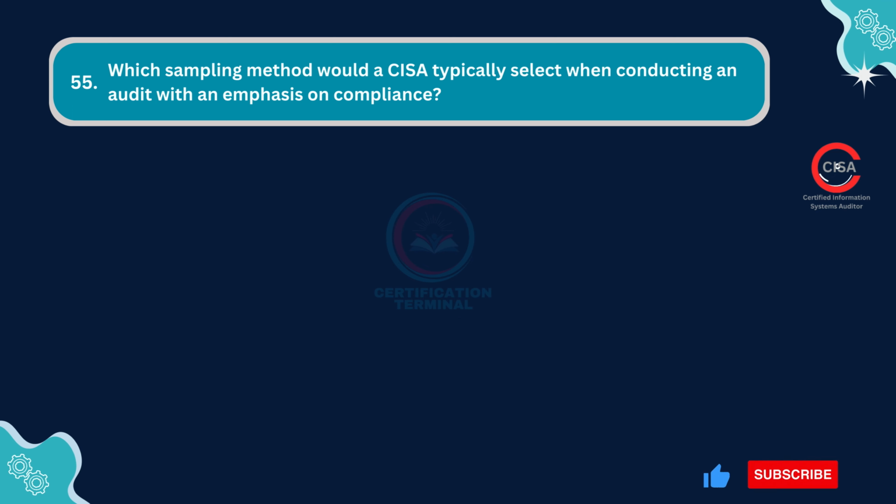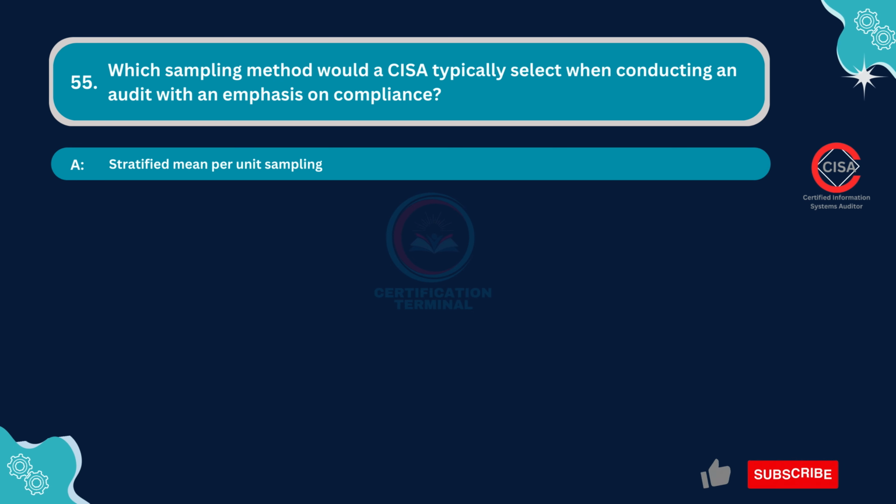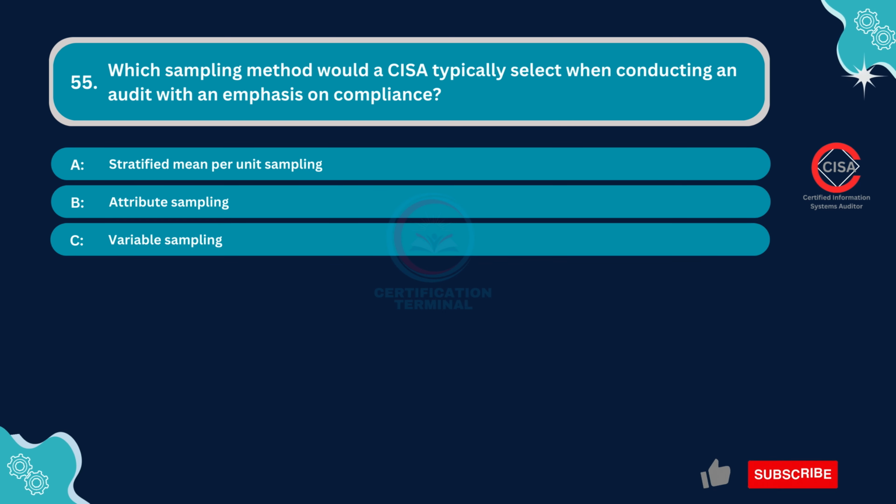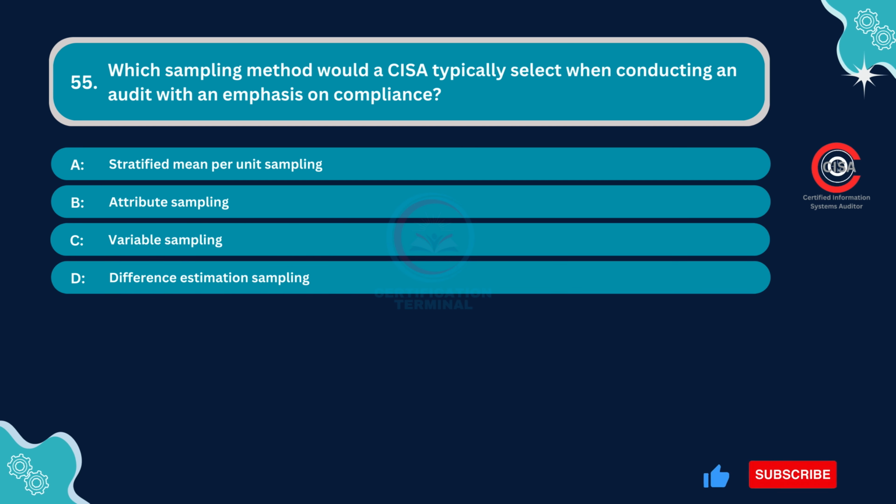Question number 55. Which sampling method would a CISA typically select when conducting an audit with an emphasis on compliance? Option A. Stratified mean per unit sampling. Option B. Attribute sampling. Option C. Variable sampling. Option D. Difference estimation sampling. The correct answer is Option B.